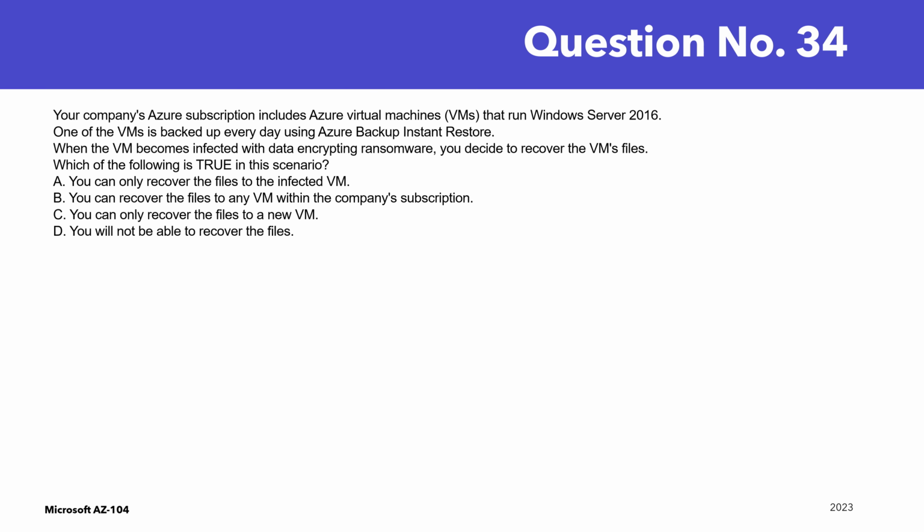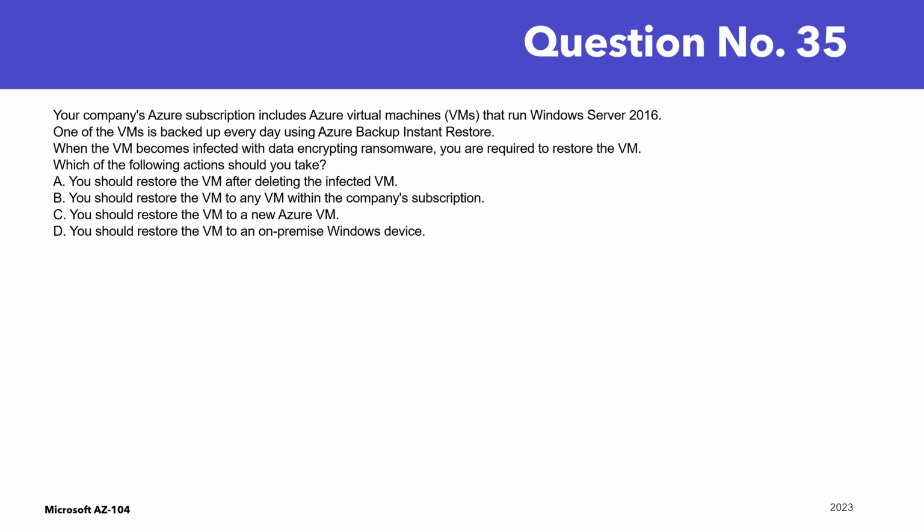Your company's Azure subscription includes Azure Virtual Machines, VMs, that run Windows Server 2016. One of the VMs is backed up every day using Azure Backup Instant Restore. When the VM becomes infected with data encrypting ransomware, you decide to recover the VM's files. Which of the following is true in this scenario? A. You can only recover the files to the infected VM. B. You can recover the files to any VM within the company's subscription. C. You can only recover the files to a new VM. D. You will not be able to recover the files. Correct answer: A.